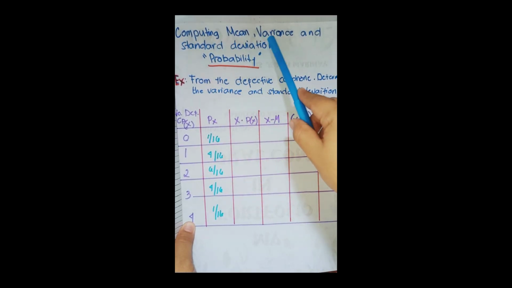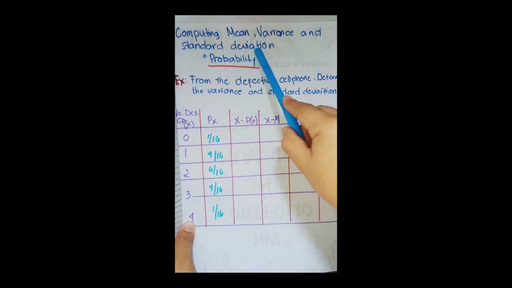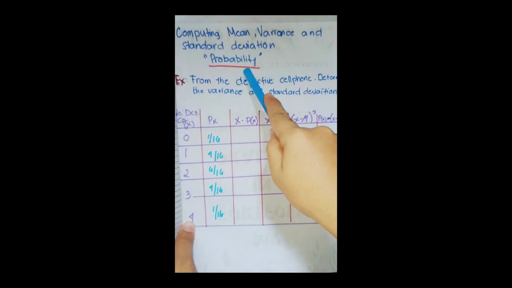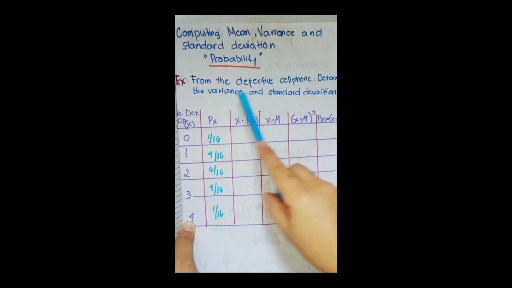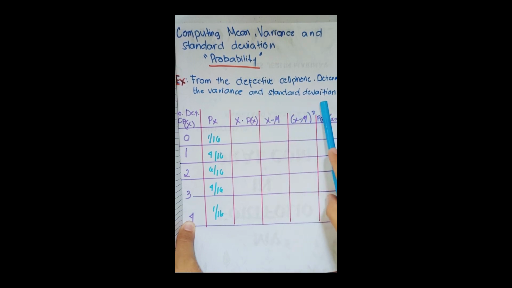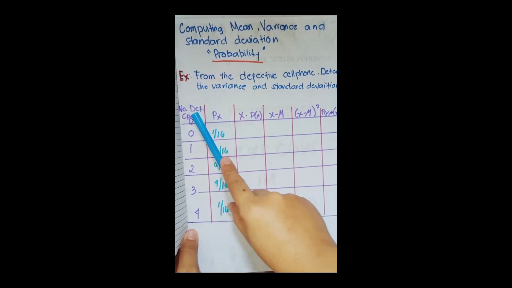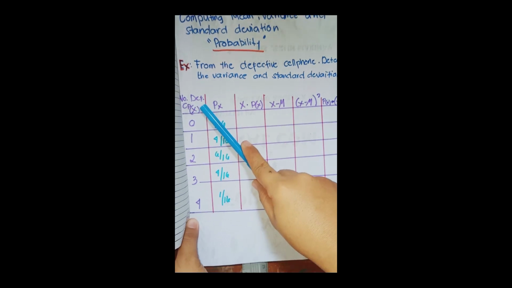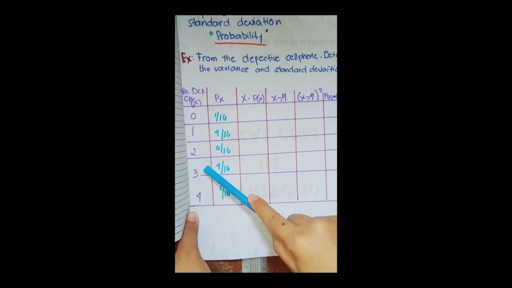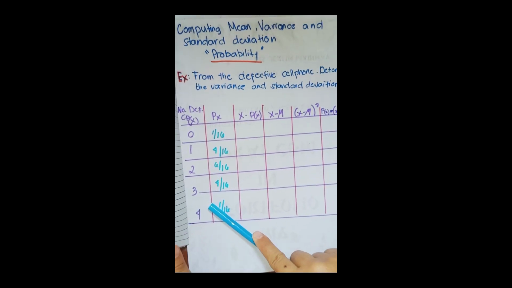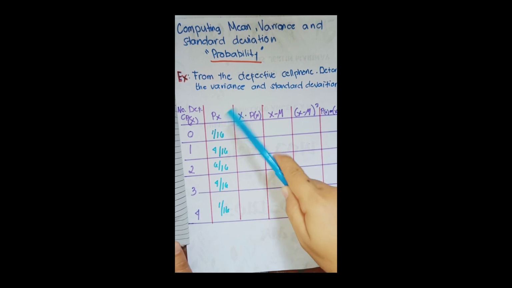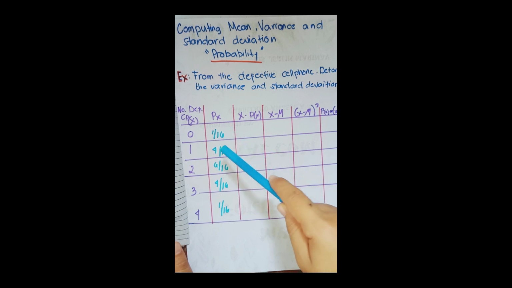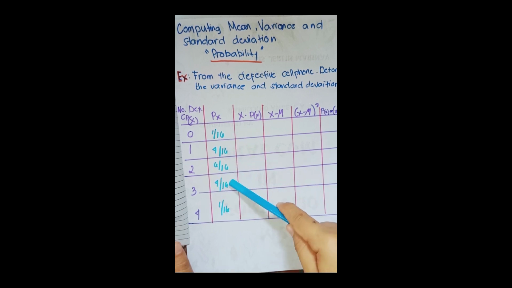Computing mean, variance, and standard deviation. Probability. And here is the example. From the defective cell phone, determine the variance and standard deviation. This column is the number of defective cell phones, which is the X, from 0, 1, 2, 3, and 4. And the second column is the P of X, which is 1 over 16, 4 over 16, 6 over 16, 4 over 16, and 1 over 16.